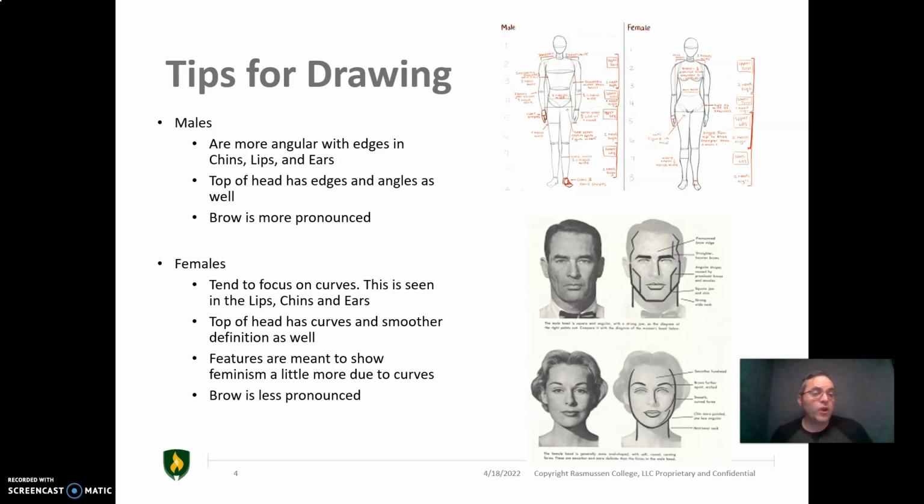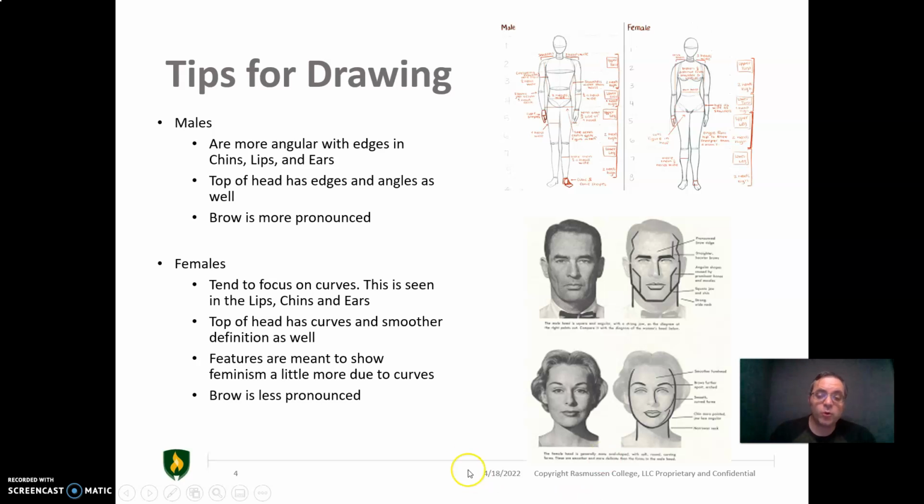Men tend to be more angular, especially in the edges and the chin, the lips, and the ears. You can see it right here with how they're built and how the brow is pronounced. The brow is much more structured and pushed out, and the top of the head has edges and angles as well, much more defined. That's really the big thing.